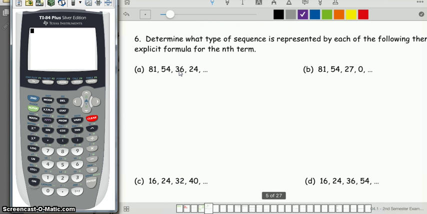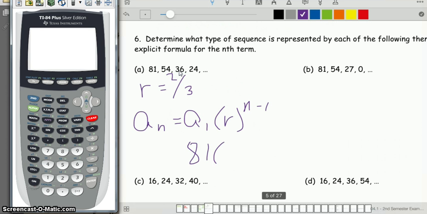My r is 2/3. My geometric equation is a sub n is equal to a sub 1 times r to the n minus 1. So it would be 81 is the first term, r is 2/3 raised to the n minus 1. And so that's all I'm doing here on number 6. I'm deciding if it's arithmetic or geometric. Again, arithmetic, you do right minus left, and if they're the same, it's arithmetic. For geometric, you do right divided by left.